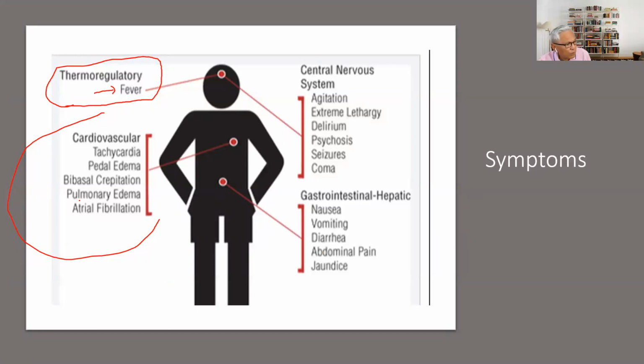And the other one is atrial fibrillation. In fact, this finding is very common. It is present in a third of the cases of patients who are going to be in this crisis mode.